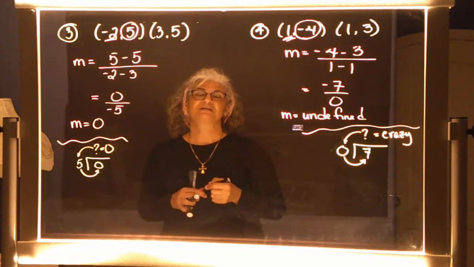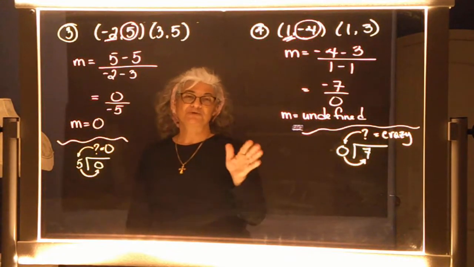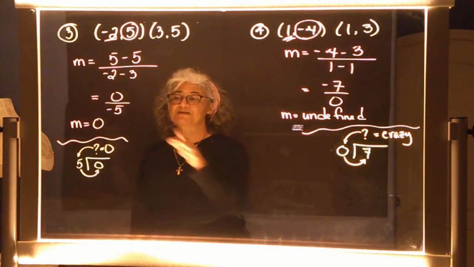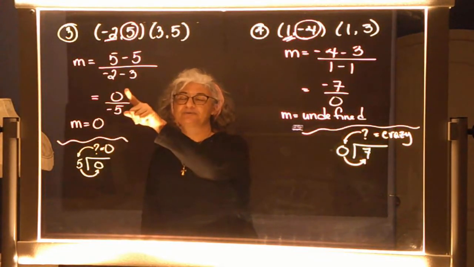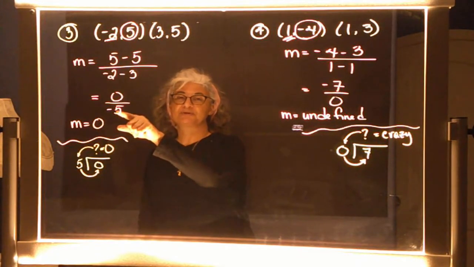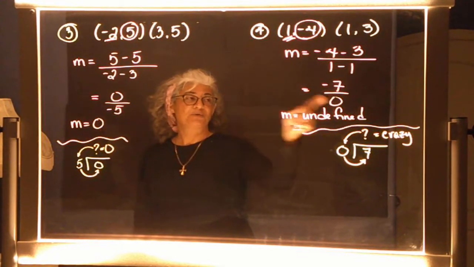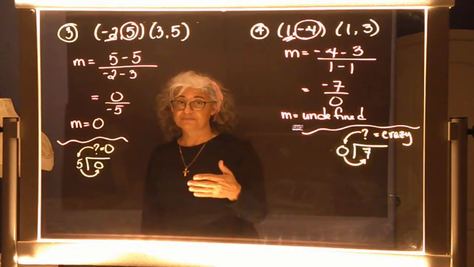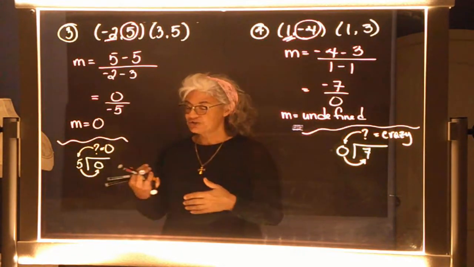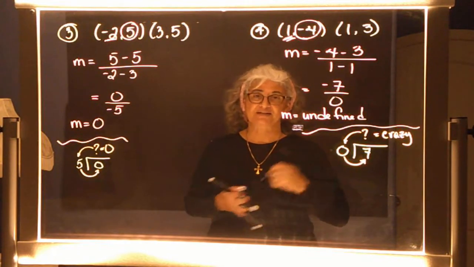Cool? Good. So those of you who have been confused about this in the past, when m equals, pardon me, when you have 0 over a number, that answer is 0. When the 0 is on the denominator, that answer is undefined. Cool? Okay, so now, I'm going to sidetrack us a second.